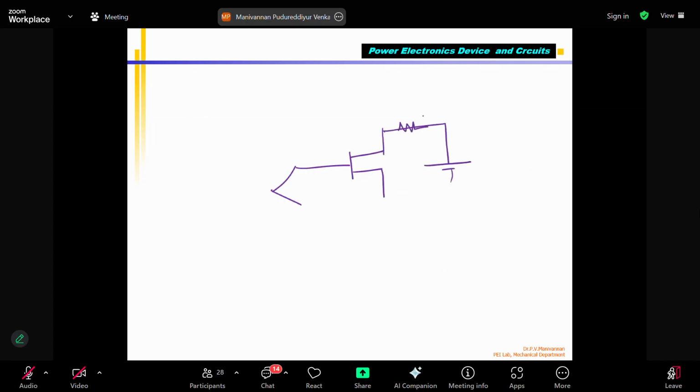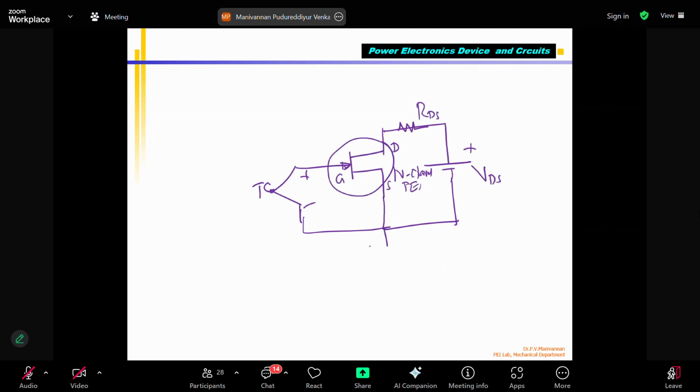Here there will be a resistor, I say RDS. This is VDS, plus minus. This is an N channel FET. N channel FET, arrow is going in. This is my gate, this is my drain, this is source. N channel FET, connected like this. And I am connected this, my TC, same thermocouple, plus minus. This is ground. Okay, so we are given here. What will happen?